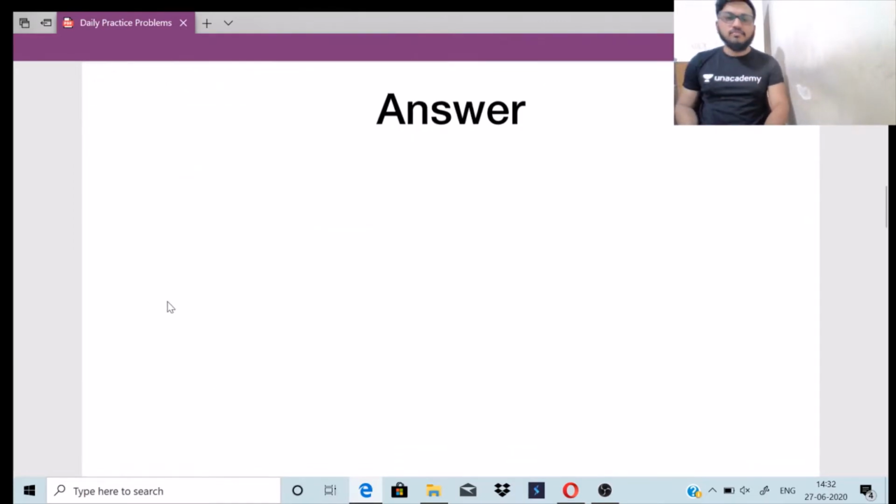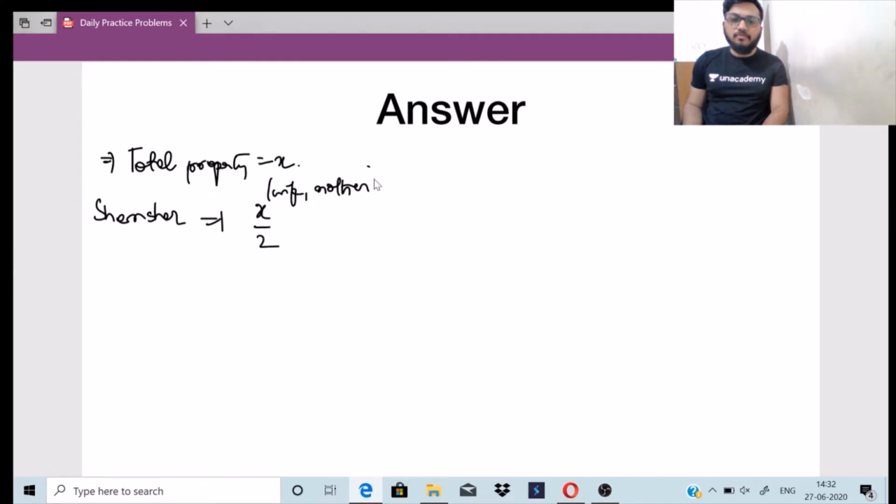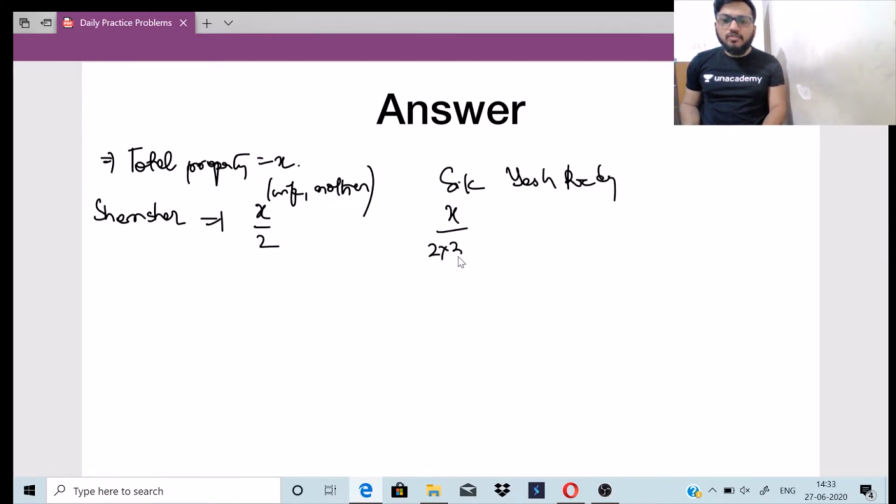Let's move on with the answer. Let us keep the value of the total property as X. Whenever a person is on the deathbed, I will write it on this side. Shamsher is on the deathbed. After he dies, half of the property will go to his wife, X by 2. So this will be for the wife, the mother of these three people. The rest X by 2 is divided equally among all the three people, Sikandar, Yash, and Rocky. So it is nothing but X by 2 into 3, which is X by 6. So each of these people will get X by 6, X by 6, and X by 6.